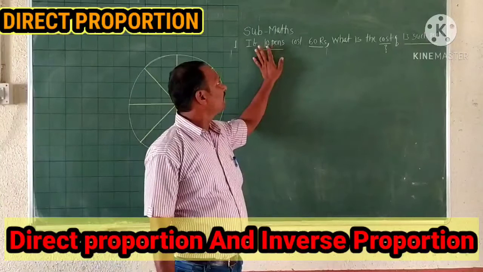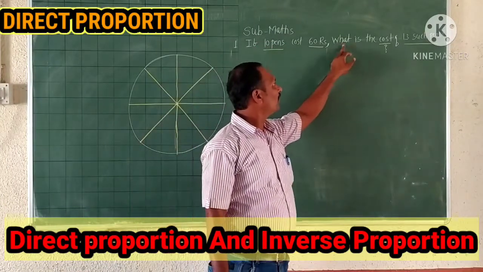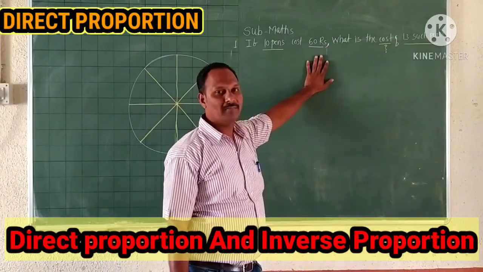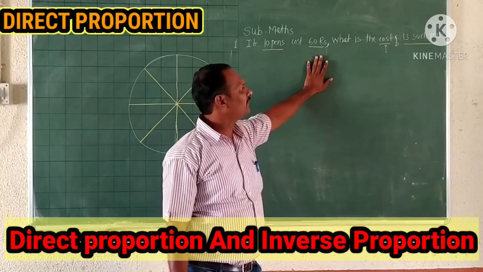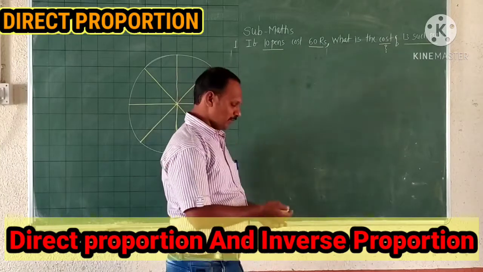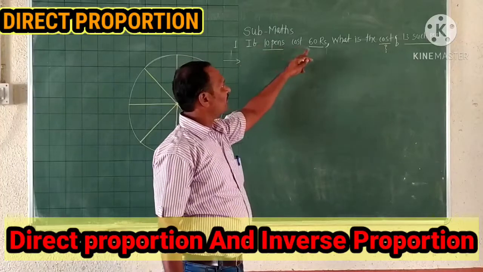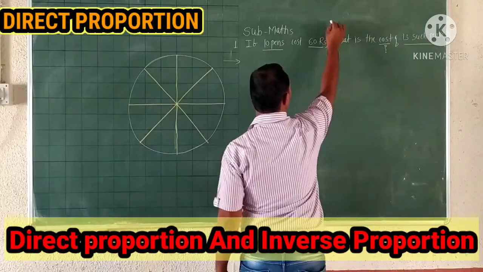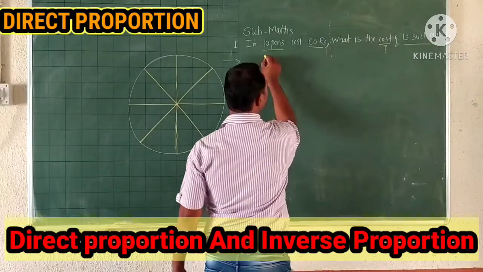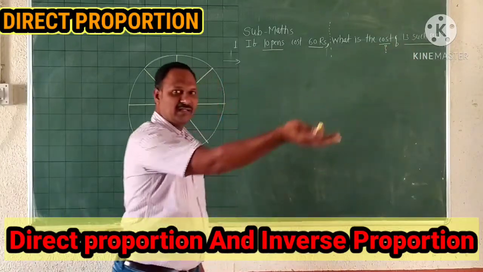Okay. Now, this example: if 10 pens cost 60 rupees, what is the cost of 13 such pens? This example is based on which proportion? This example is based on direct proportion. See the example of this. Now you write first. What is the question? You read carefully. If 10 pens cost 60 rupees, this is the first statement. And what is the cost of 13 such pens? That is the second statement.